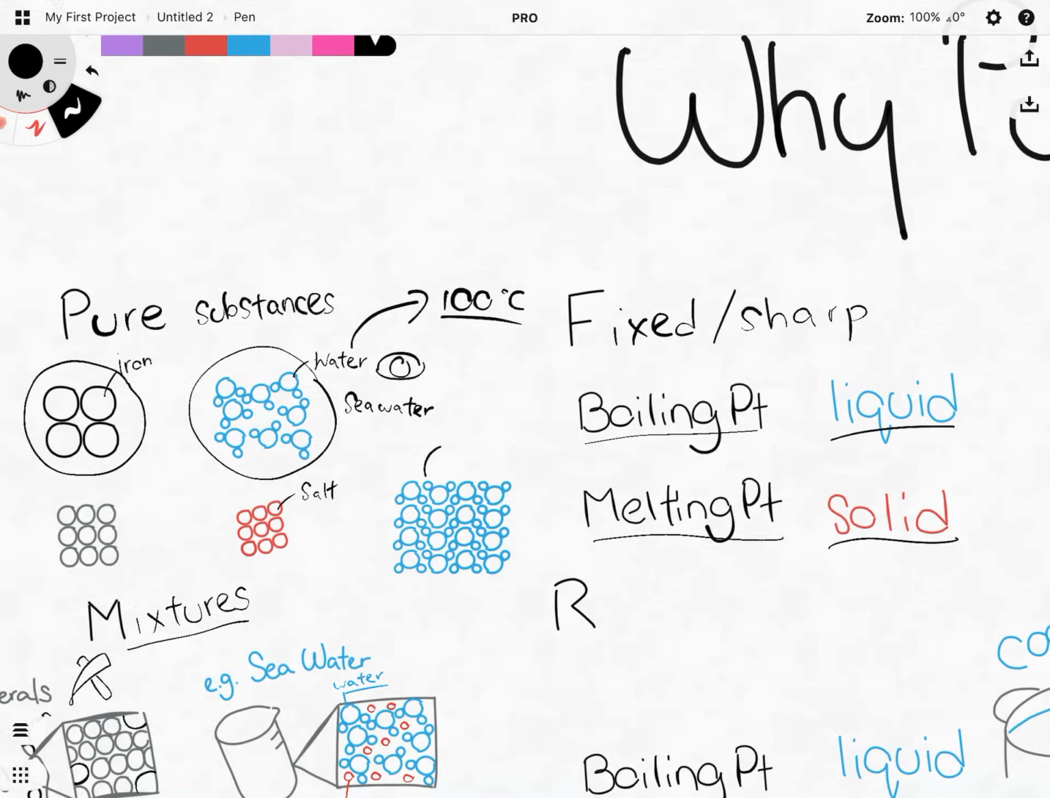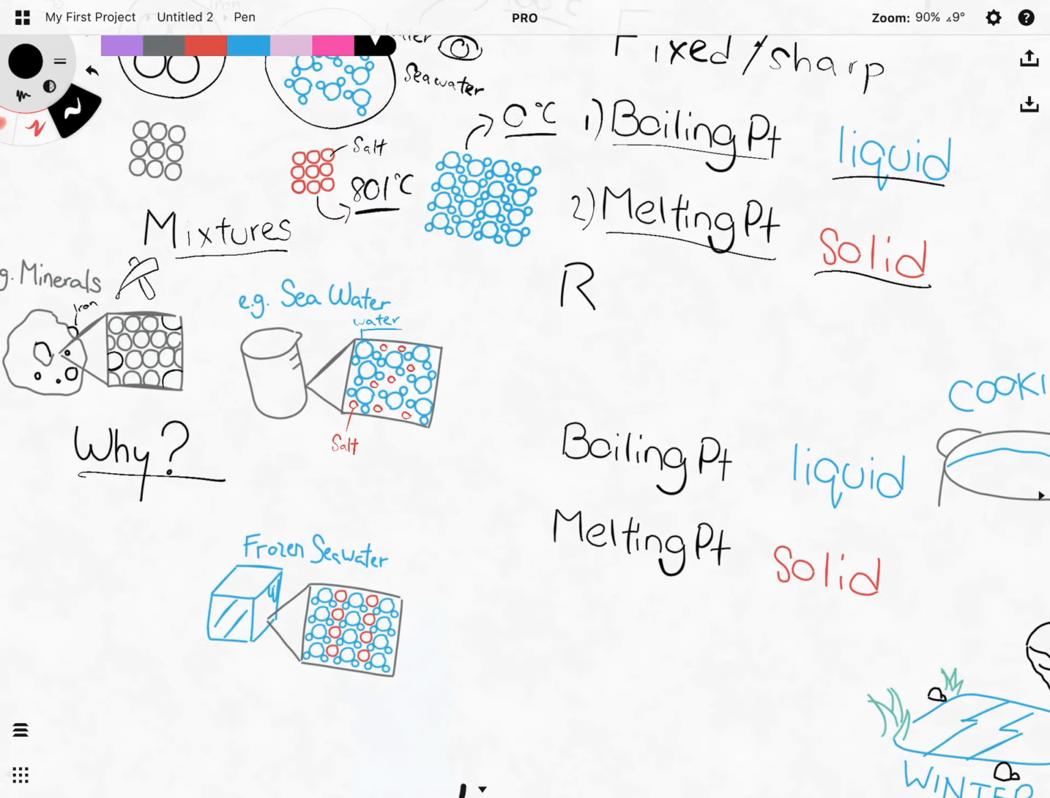Pure ice, the solid form of water, will have a melting point of 0 degrees Celsius. And this is fixed if it's pure. Salt in its solid form will have a melting point of 801 degrees Celsius. And this is fixed if it's pure. That's one way we can tell if a substance is pure or not. And that being said, the flip scenario is this.